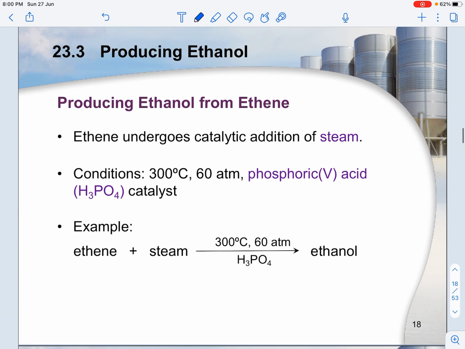So just now we saw how we can produce carboxylic acid from alcohol. So how do we produce the alcohol if you want to do it? Just like I said already, we can produce it from your alkene by undergoing the catalytic addition reaction of adding steam. What are the conditions? High temperature, 300 degrees Celsius and 60 atmospheric pressure with the catalyst H3PO4. These together will then be able to produce ethanol. If you don't want ethanol, you want propanol, then you use propene. Okay.